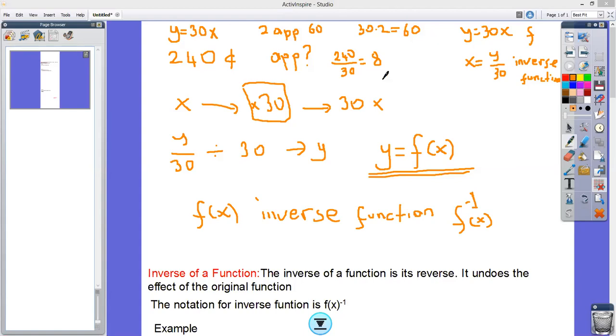I still didn't get it. Like, why? Like, what? Why did you divide by 30? What is y? Why isn't it supposed to be the number of apples?